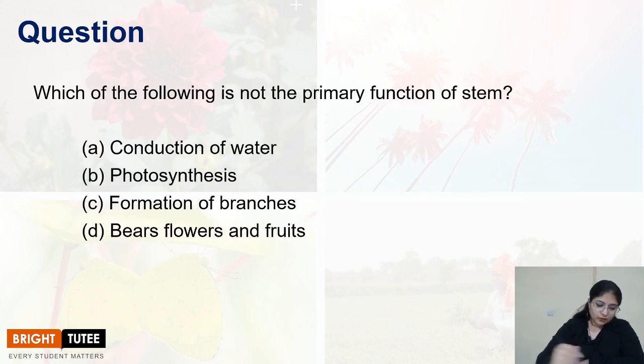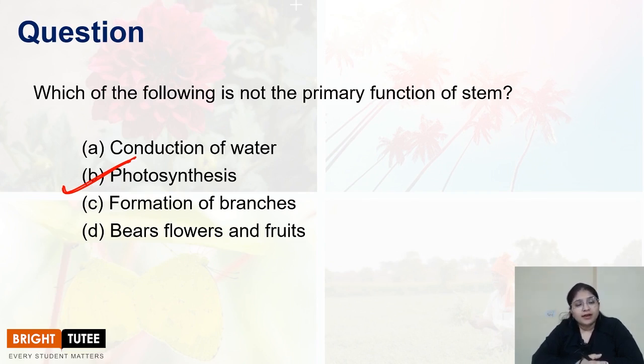Now, moving on to the next question. Which of the following is not a primary function of stem? Conduction of water, photosynthesis, formation of branches, bearing flowers and fruits. So, photosynthesis is not a primary function. It happens definitely when the plant is young and the stem is green, and wherever else the stem is green, photosynthesis occurs. But this is not the primary function, right? Primary function is conduction of water, formation of branches and bearing of flowers and fruits, right?